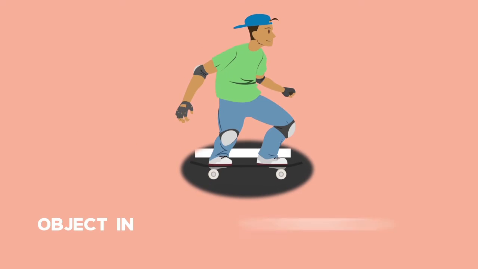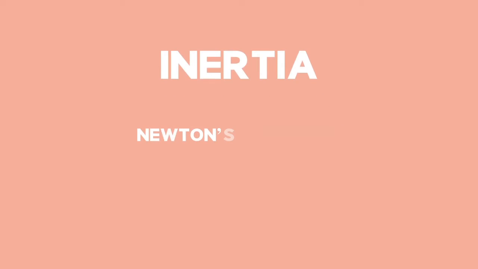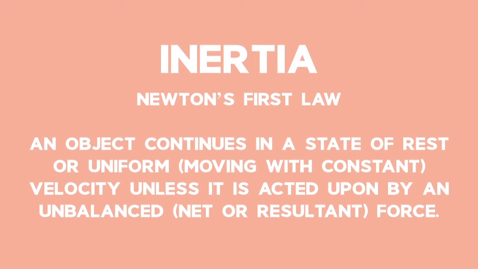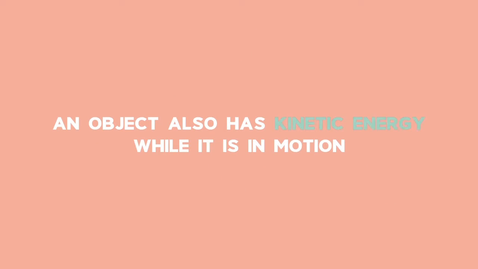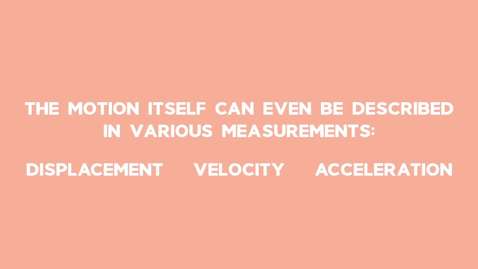Welcome to the first lesson on impulse and momentum. Until now, you know that an object in motion has some properties. It has inertia, according to Newton's first law, meaning that an object resists a change in motion that depends on its mass. An object also has kinetic energy while it is in motion. The motion itself can be described in various measurements of displacement, velocity, and acceleration.